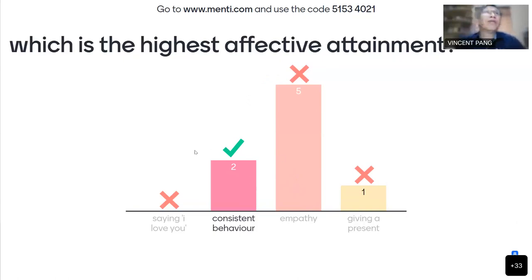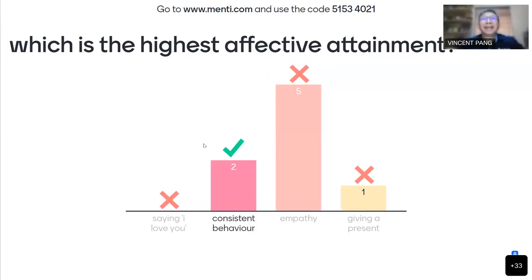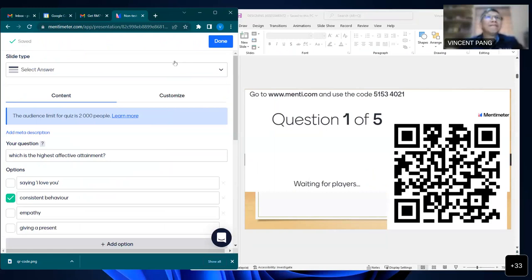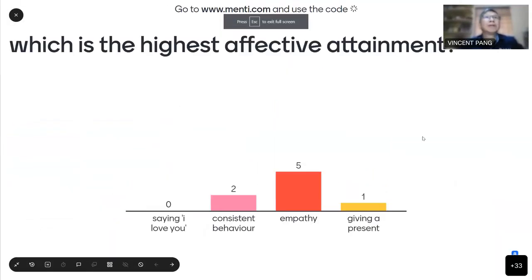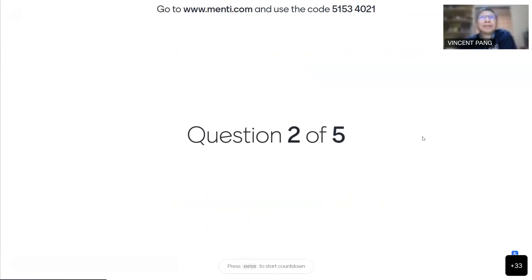You can see now, but the game has gone halfway already. I'll just show you the questions, because the number of clicks has registered, so yes, the game has started. One of the questions is which is the highest affective attainment. The answer should be consistent behavior. Empathy is number 3. Consistent behavior is at least level 4 in the cognitive and affective domain. Question number 2, maybe now we can start.